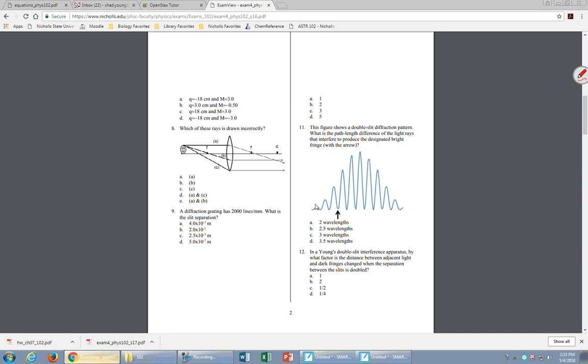Okay? And it says bright fringe and the arrow's pointing at the dark ones? Oh yeah, that's just a typo. It should say dark fringe. Yeah, that is a dark fringe. Okay? Sorry about that. That was really your question. Yeah, I was confused because it said bright. Yeah, sometimes I do that.